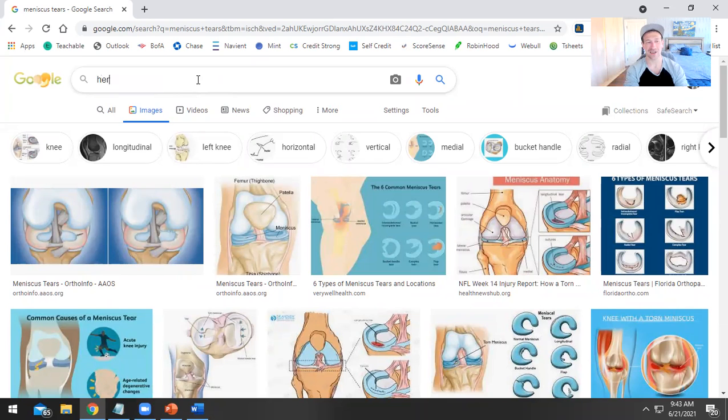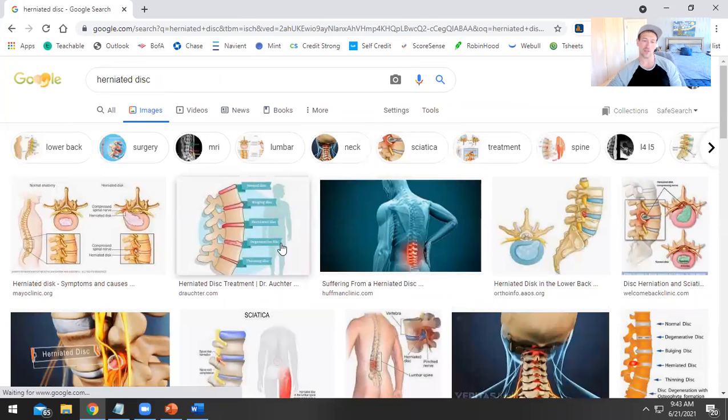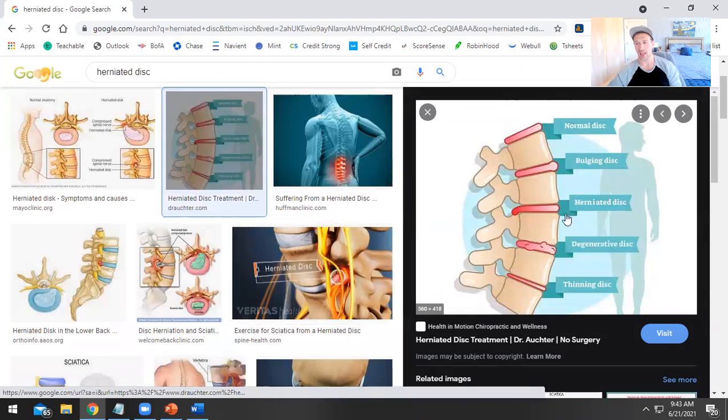So let's look at a herniated disc. Okay. So you've got all of your spinal discs, right? And yeah, okay, there we go. Look at this. I'm getting the terminology. Bulging disc, herniated disc, degenerative disc. Yeah, there's some slight differences in what's causing it, but they're all causing the same type of pain, right?